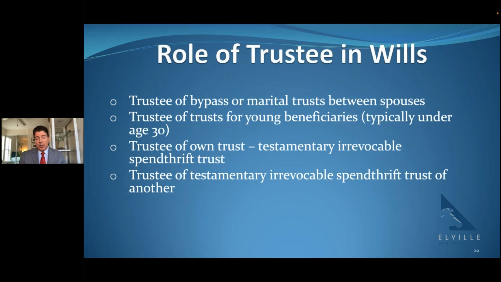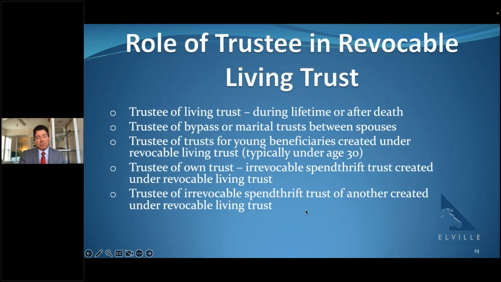Trust for young beneficiaries. This is something that's included in most documents. If a beneficiary is under a certain age, they have a trust. The trustee of their own trust, we just talked about that. A trust that's created for life or for a certain period of time, and that beneficiary is the beneficiary of that irrevocable spendthrift trust, and/or the trustee of another such trust for someone. These are the kinds of trusts that are established in wills. They're not the only kinds of trust, but these are just basic examples.